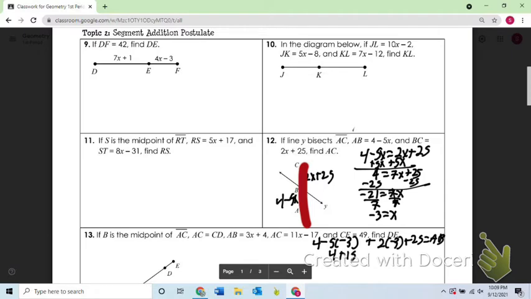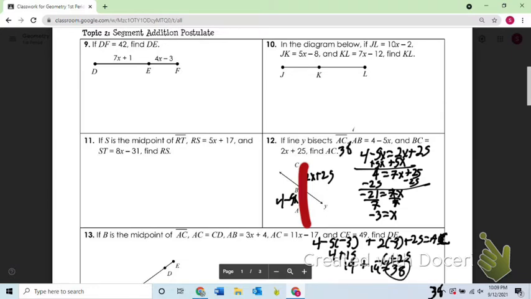When I do this, notice from A to B I got 19. So that means B to C should also be 19, making A to C 38. 2 times negative 3 is negative 6, plus 25. Negative 6 plus 25 is 19. So it does, in fact, equal 38. So AC equals 38.